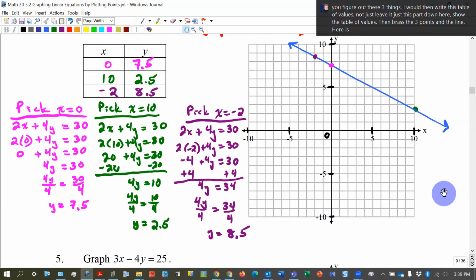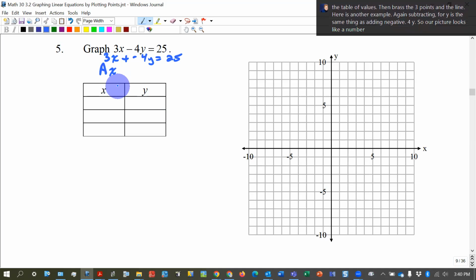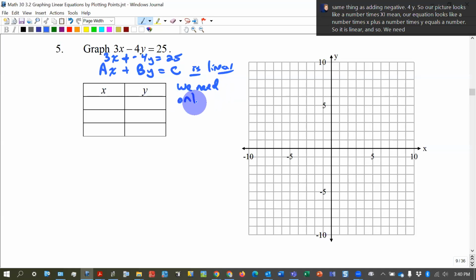Here is another example. Again, subtracting 4y is the same thing as adding -4y. So our equation looks like a number times x plus a number times y equals a number. So it is linear. And so we need only 3 points.